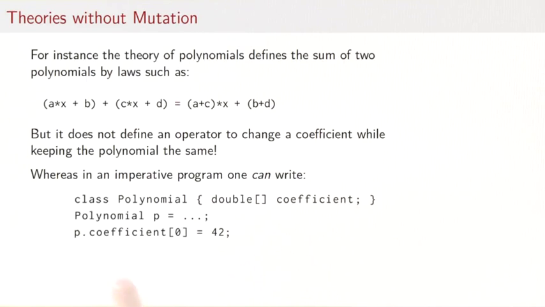One can write a class Polynomial that would have an array of doubles containing the coefficients. One can then define a concrete polynomial p, and one can set coefficient 0 of that polynomial to 42. When one does that, the polynomial p is still the same. That in mathematics simply is not available. It would detract from the theory in mathematics, and in fact could damage this theory by breaking laws.